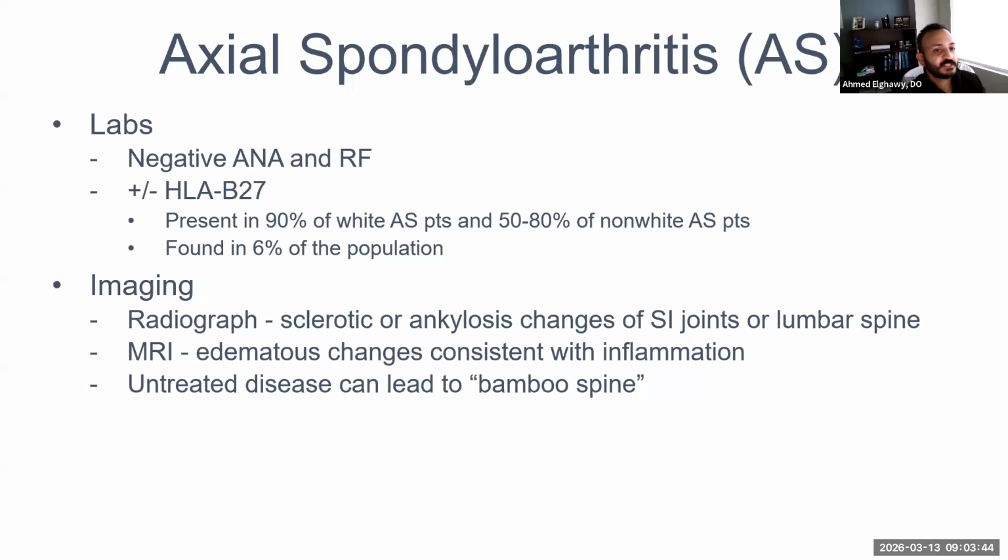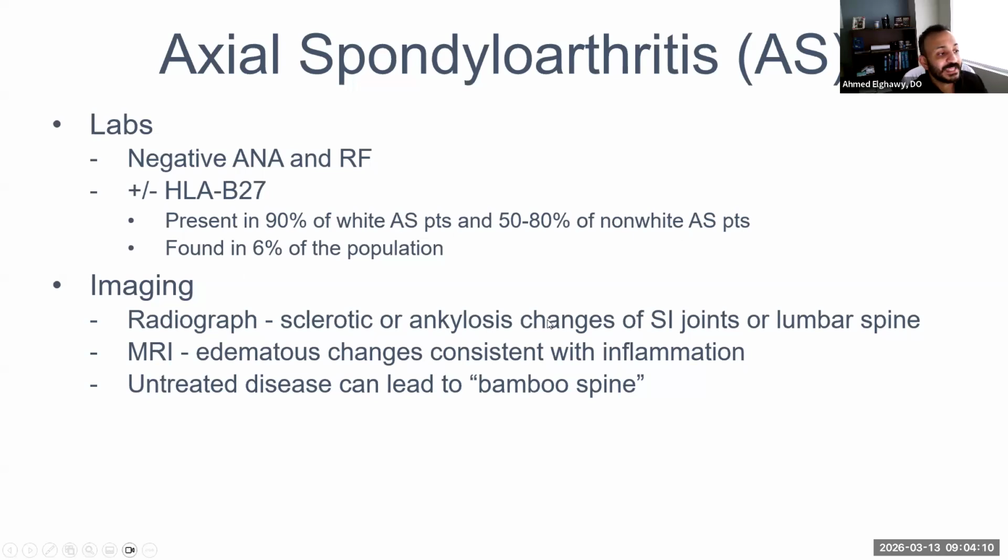So what do we check in these patients? Typically, we do check a rheumatoid factor and an ANA. These are typically negative. You can have a positive HLA-B27, though, and this can be present in about 90% of white patients with AS, about 50 to 80% of non-white patients, but also about 6% of the general population will have a positive HLA-B27 and will not go on to develop this disease. So this is not diagnostic. It's just that it can be associated with this disease.